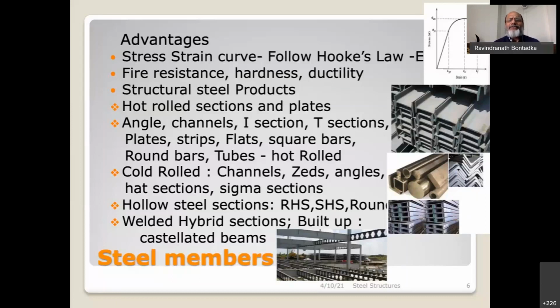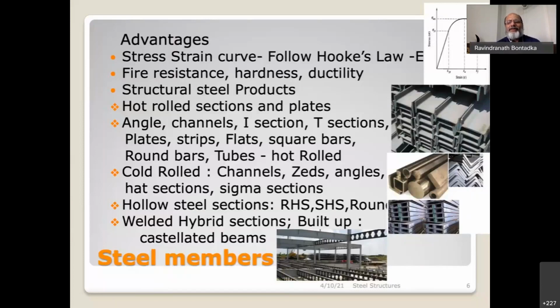And then there are cold rolled sections, which you use for various applications like channels, angles, hat sections, sigma sections, which I'll come to later in my presentation, where particularly we use them. And then we have hollow steel sections like RHS and SHS, rectangular hollow sections and square hollow sections, and then the round sections. Then there are different sections which can be made, like welded hybrid sections. Either you make a built-up section or castellated beams.